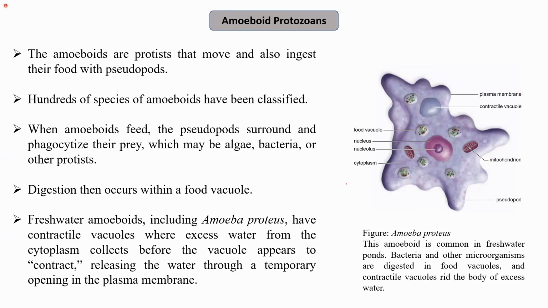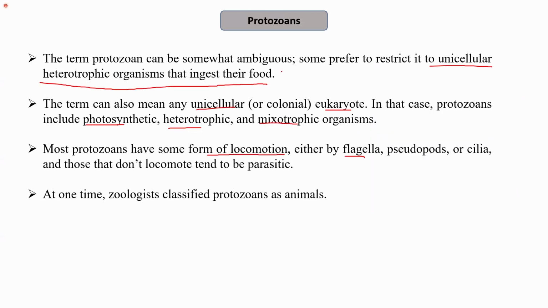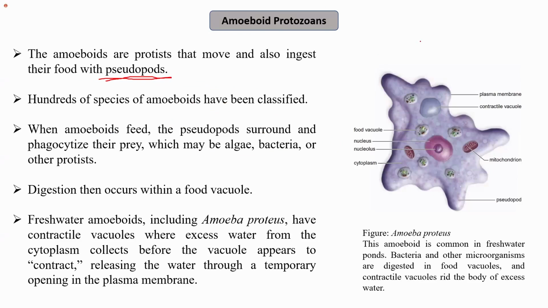So we will learn about different protozoans. The first is the amoeboid protozoans. Amoeboid protozoans are protists that move and also ingest their food with pseudopods. We know that different protozoans have different appendages for locomotion, that is, either flagella, pseudopods or cilia. So the amoeboid protozoans have pseudopods. We can see a pseudopod here.